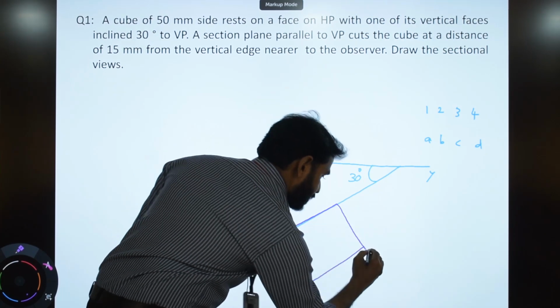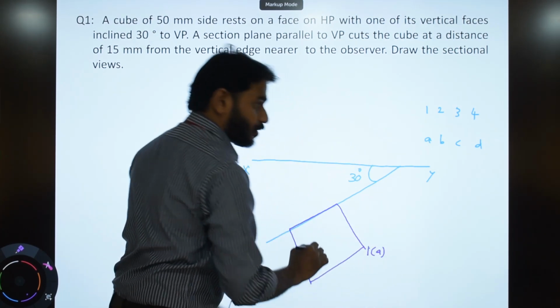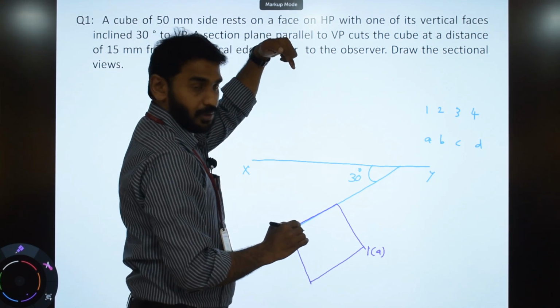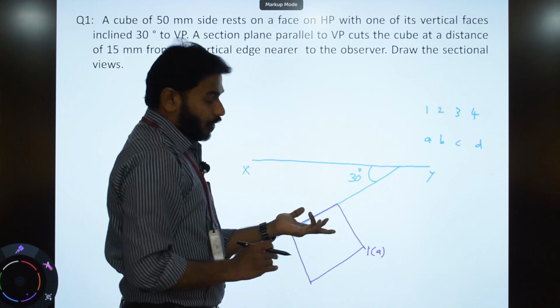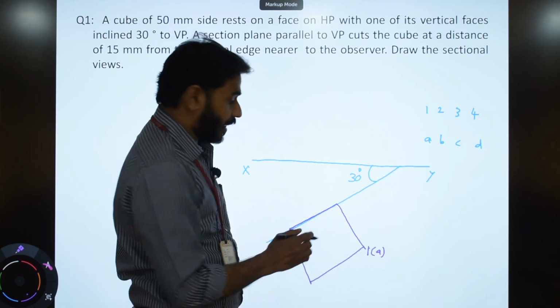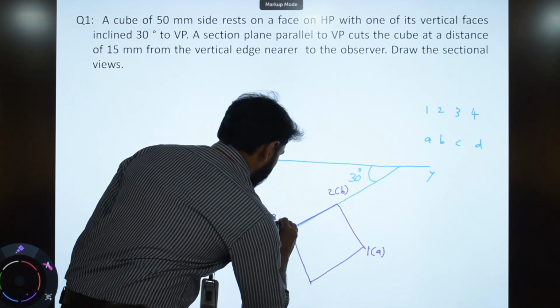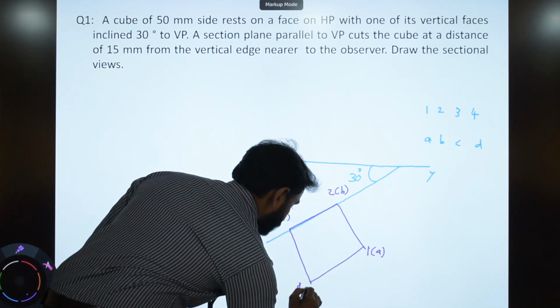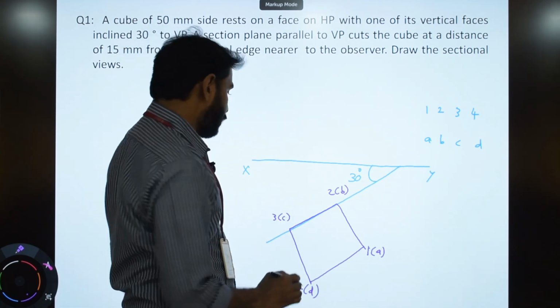So in the top view you can see 1 in bracket A, that is you will be seeing 1 first and then A. So the corner which is at the bottom side is named inside the bracket. Similarly 2B, 3C and 4D. Now we have to draw the front view of the object.